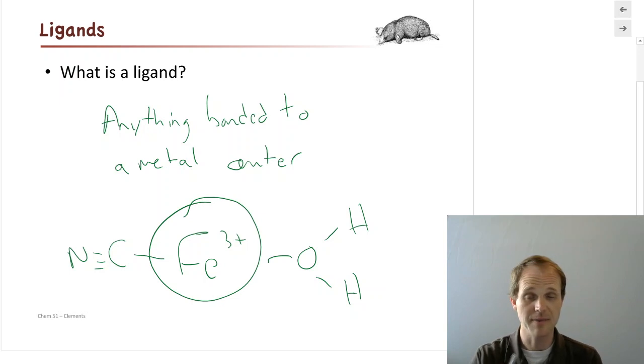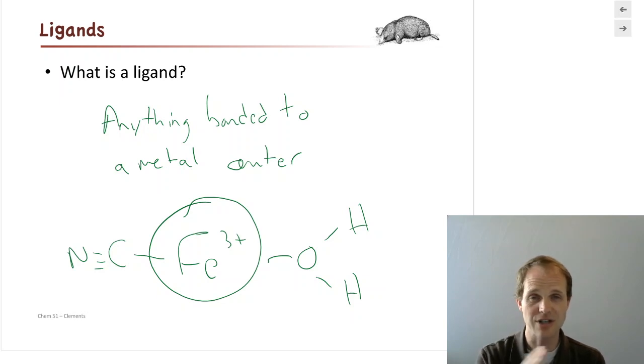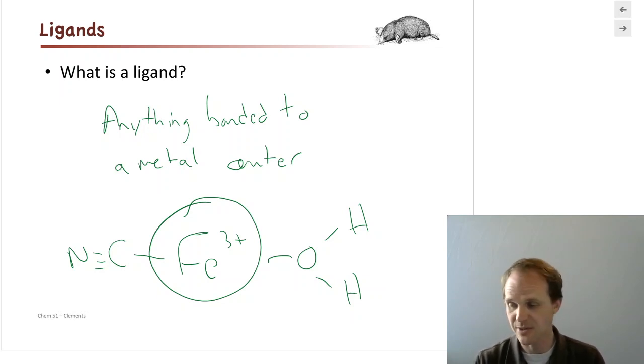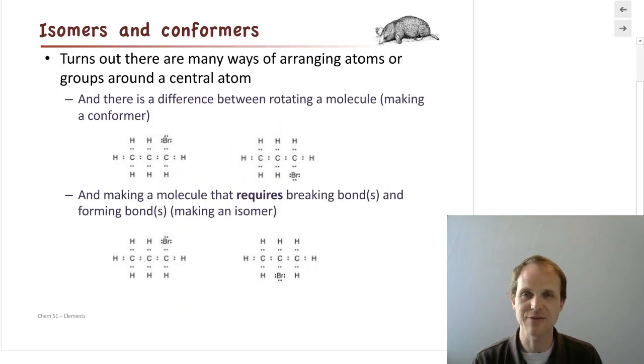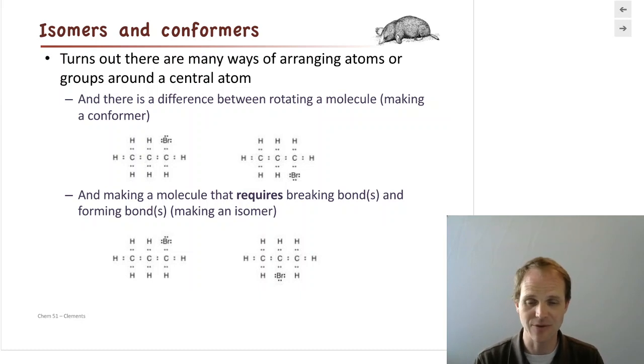And so what we're going to talk about next is a bunch of things related to metal centers and ligands, and a bunch of language and ideas associated with that. So first we needed to know what a ligand was. The next thing we need to know is the difference between an isomer and a conformer. It turns out there are many ways of arranging atoms or groups around a central atom. I've got a few drawings down there, and it's going to give you an idea of what I mean. And there's a difference between rotating the molecule.